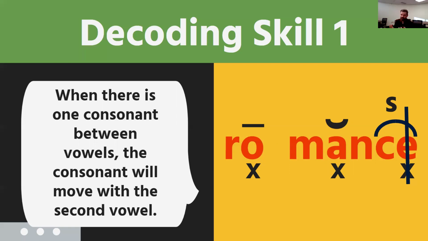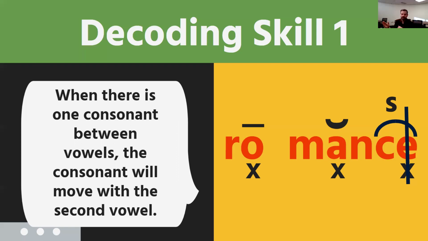Now, which phonetic skill does this syllable follow? We've got two guardians, the S and the N. So we don't need to worry about it following phonetic skill number 5. It's going to be more like a phonetic skill number 2 word with two guardians, so it will be a short vowel sound.